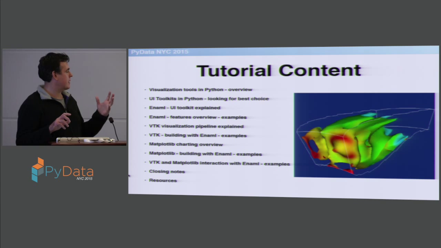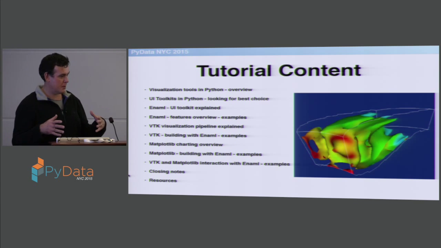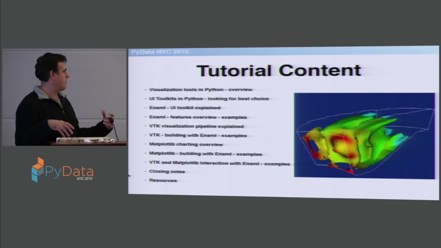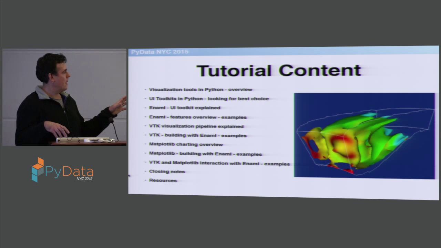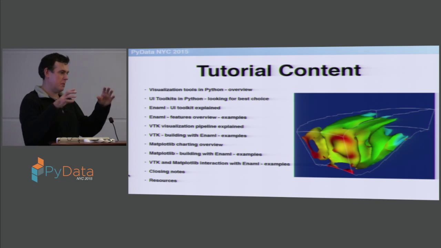And I explain Enaml, because Enaml is the tool that binds all this visualization for me when I'm building those. And I explain a little bit what VTK does, Matplotlib, and put this all together, like how do I interact with this. Now, this is not an in-depth tutorial about Matplotlib.